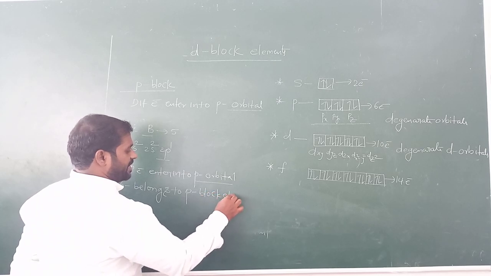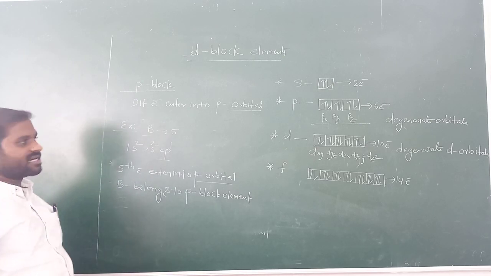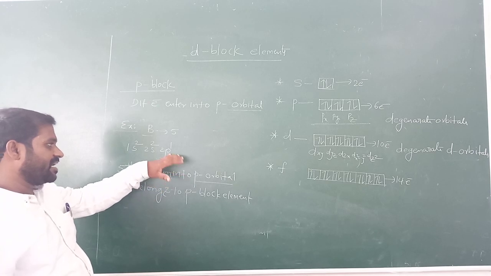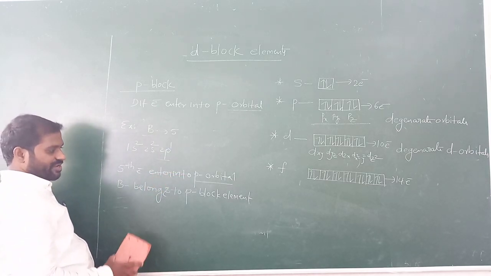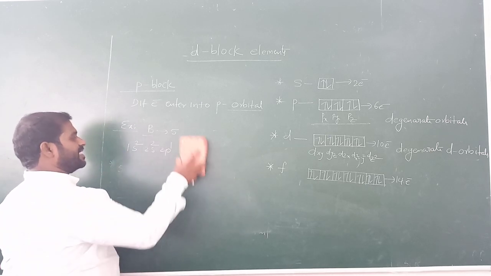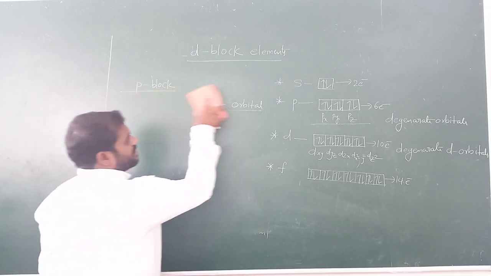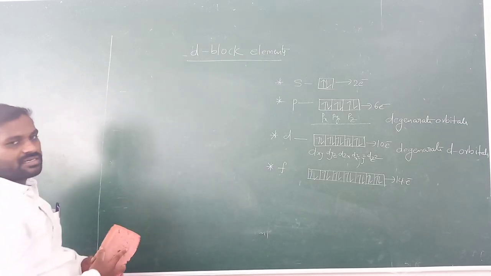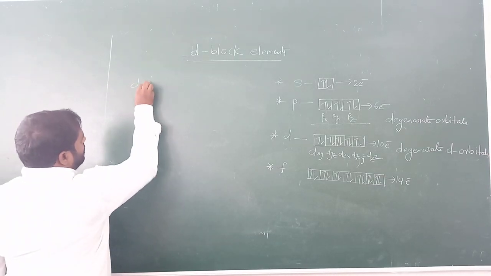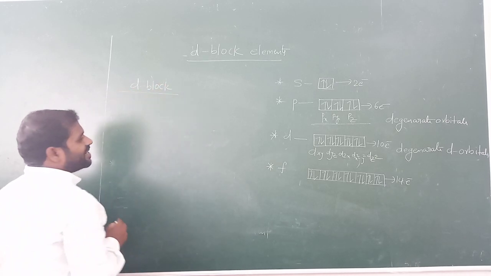Why is it a P block element here? The differentiating electron enters into P. Clear? The differentiating electron enters into the P suborbital. So we call it a P block element. Okay? We classify the elements depending on their differentiating electron. Okay? Next go for D block. Come to the D block. So what happens in D block?